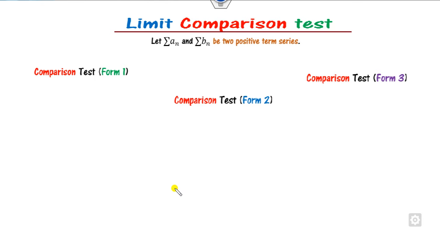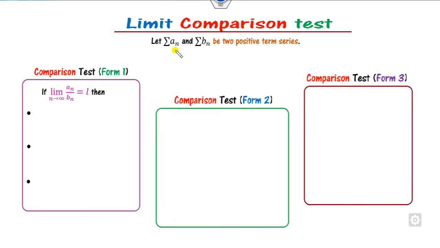First of all, if you have two positive term sequences, what is the meaning of positive term sequences? That is, a_n is greater than 0 for all n, as well as b_n is greater than 0 for all n. Then there are three different forms of the limit comparison test. The first form is: if you take the ratio of a_n and b_n, it comes to be, say, L. Depending upon the nature of this L, if L is a non-zero finite number, then the behavior of a_n and b_n is the same.